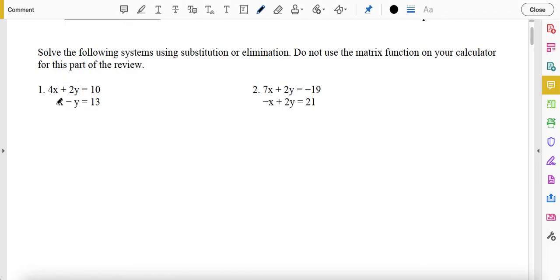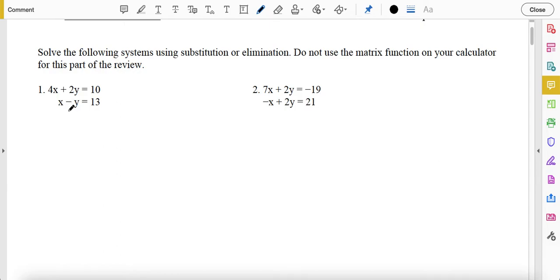So, here we go. So I see this one. I'm going to solve this one with substitution. We can use elimination, of course. I'm going to solve the rest of them with elimination. But I'm going to use substitution for this one, just for those that would like to see that kind of method.